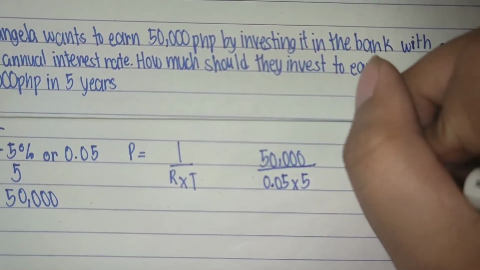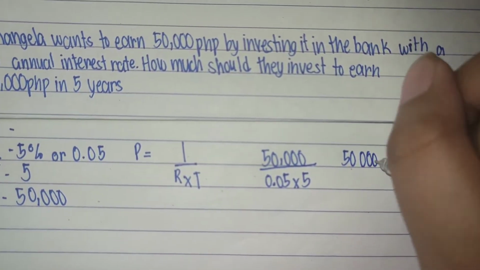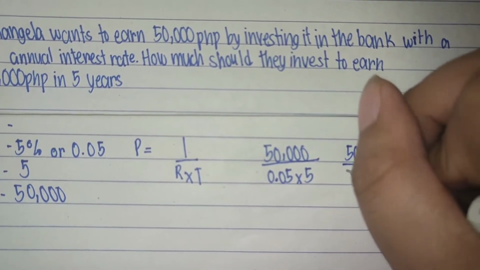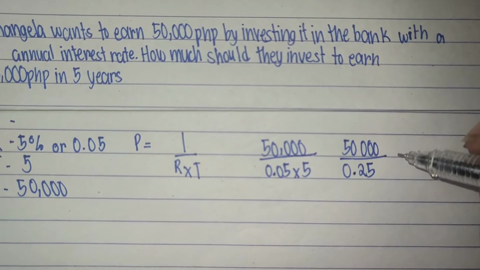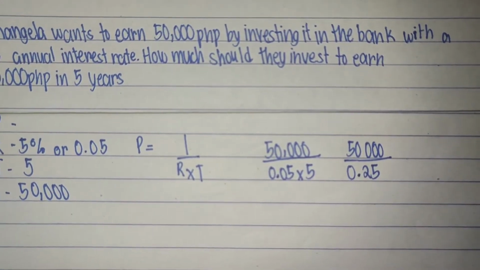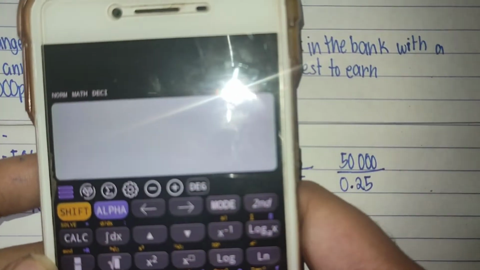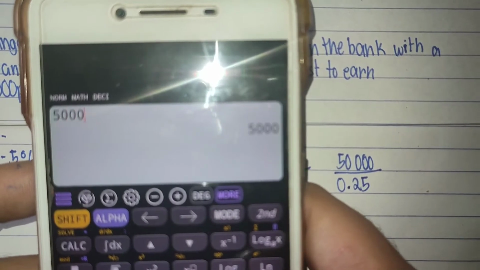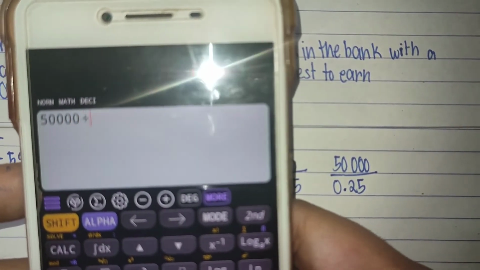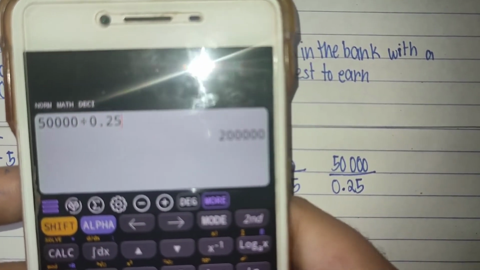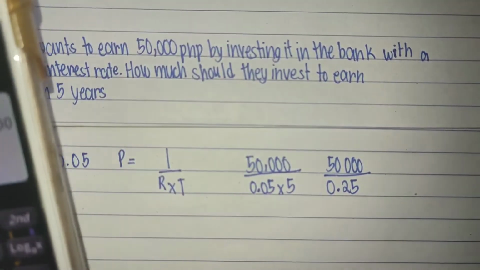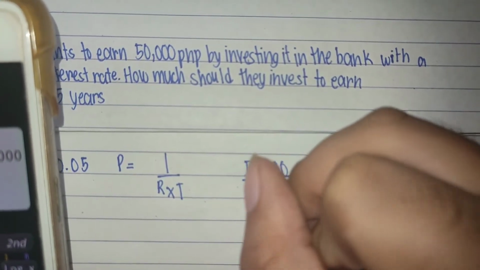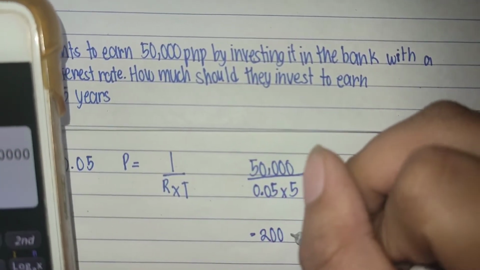Kaya, 50,000 over 0.25. Ang gagawin naman natin is i-divide na natin siya. Ita-type ulit natin siya sa ating calculator. 50,000 divided by 0.25. So, ang lumabas na ay 200,000 equals 200,000.